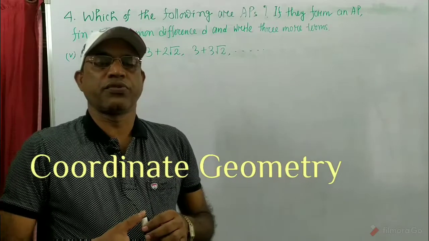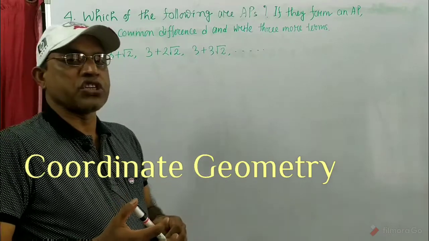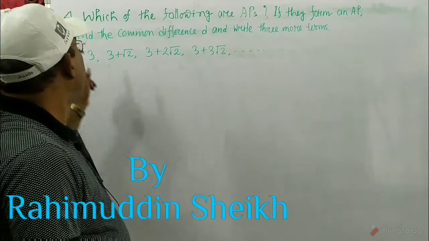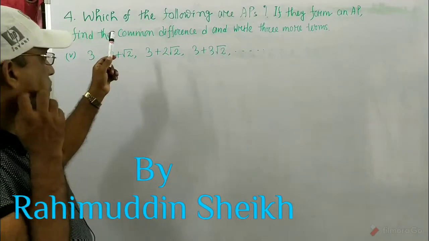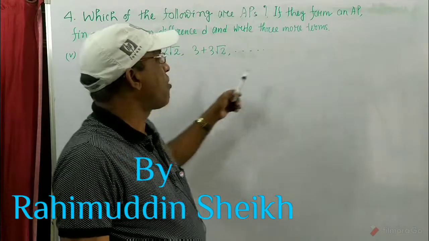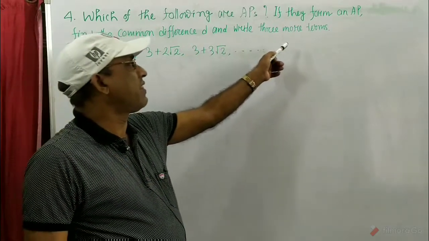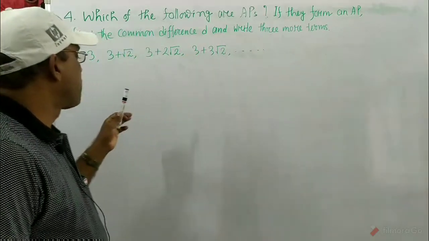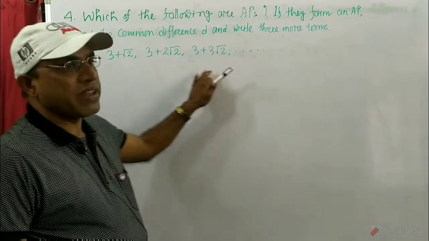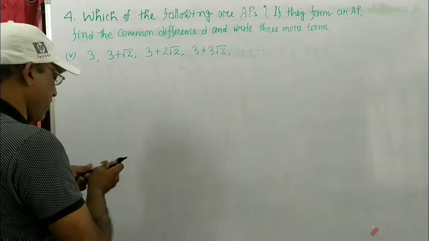Dear students, today we consider Arithmetic Progression, Exercise 5.1. Which of the following are APs? If they form an AP, find the common difference d and write three more terms. This is the problem. These sequences are given; first we examine whether they form an AP or not.